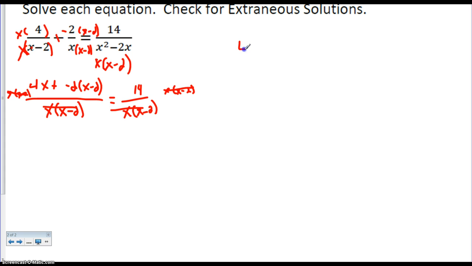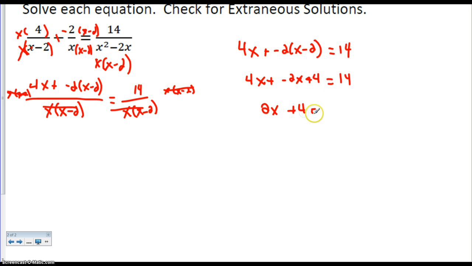So what I have right now is I just have 4x plus negative 2 times x minus 2 equals 14. So I'm just going to try to solve this. So I get 4x plus negative 2 plus negative 2x plus 4 equals 14. So right now I have 2x plus 4 equals 14. So I end up with 2x equals 10. So x looks like it equals 5.